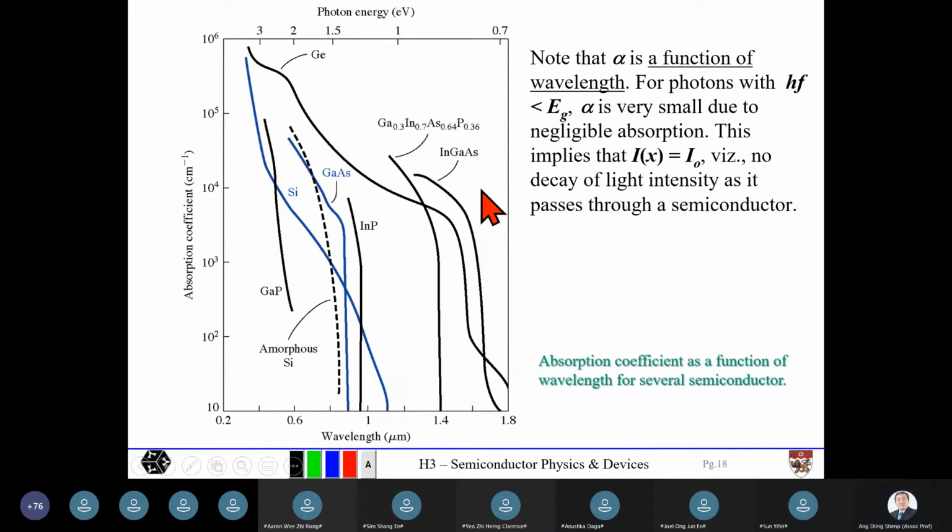All right, the next thing I want to discuss is for us to try to understand why alpha increases with a decrease in the wavelength. Why does alpha increase with a decrease in the wavelength? There are two possible explanations.